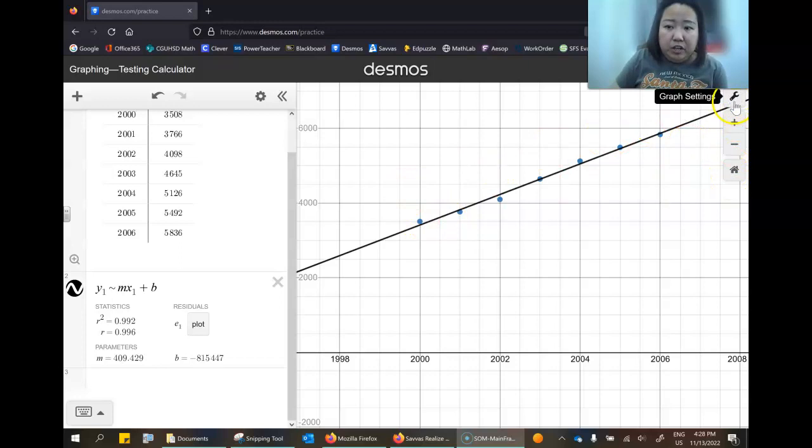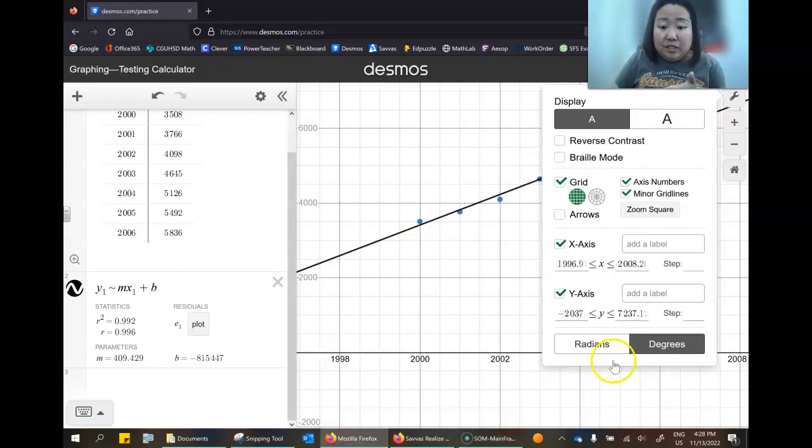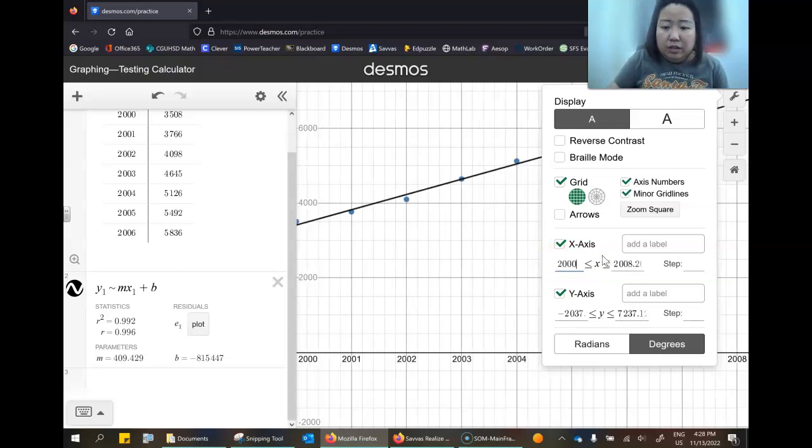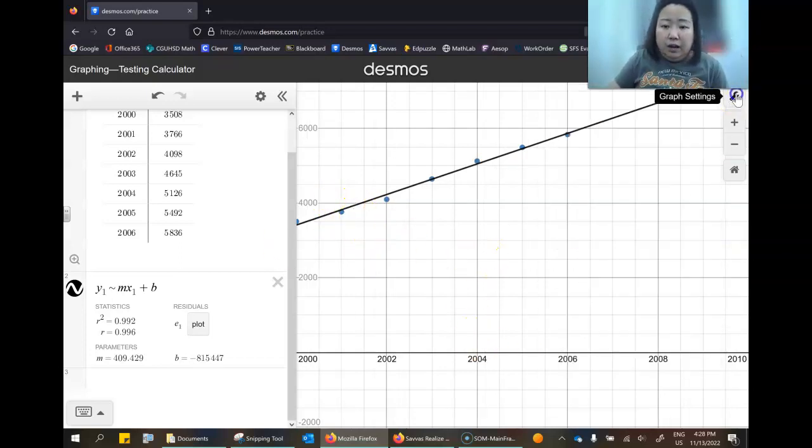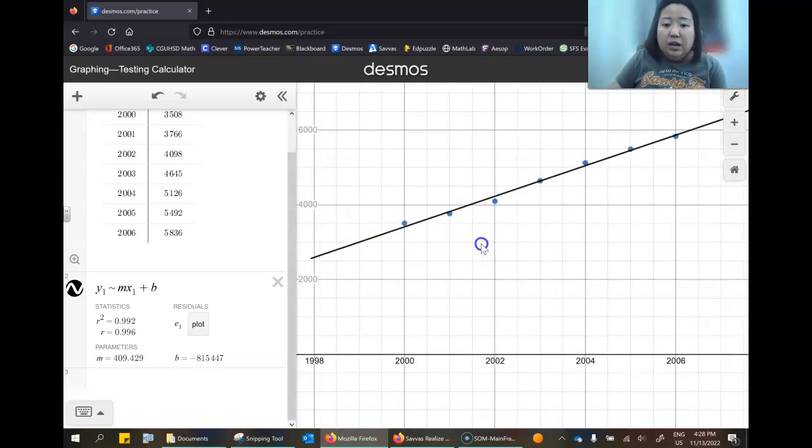I simply changed the x-axis to be somewhere from 2000. The x-axis will simply show us 2000 until 2010, let's say, okay? So you can change that so that you can see that it is really a positive correlation. Now, what is the equation of this line of best fit?